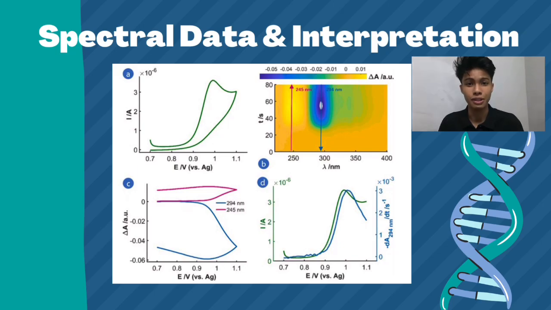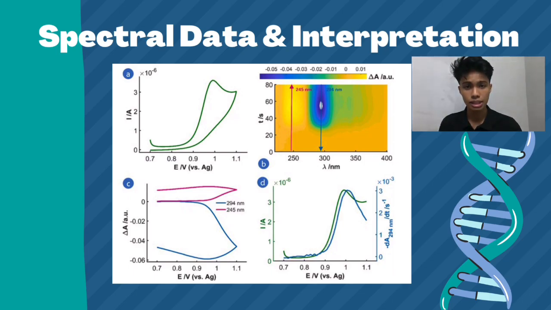Now for the spectral data and interpretation, as you can see from the data we gave. In the UV-Vis spectra, ofloxacin shows 3 main absorbance peaks at 245, 294 and also 340 nanometers. Uric acid, which is naturally found in urine, also absorbs at 286 nanometers and can interfere with the detection.